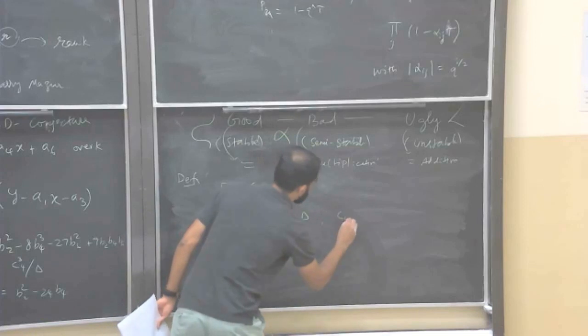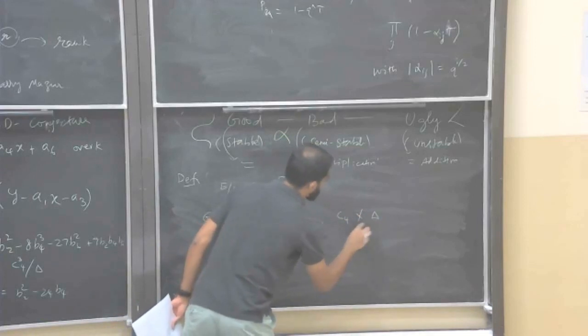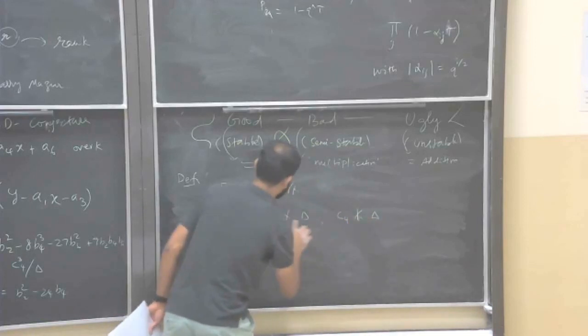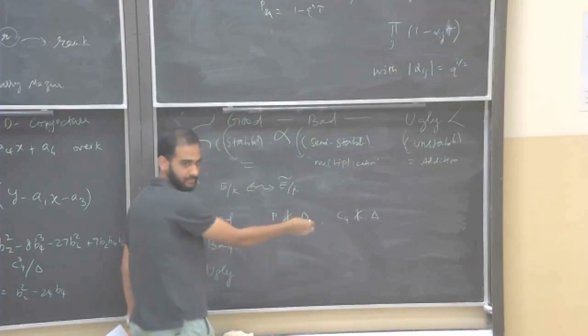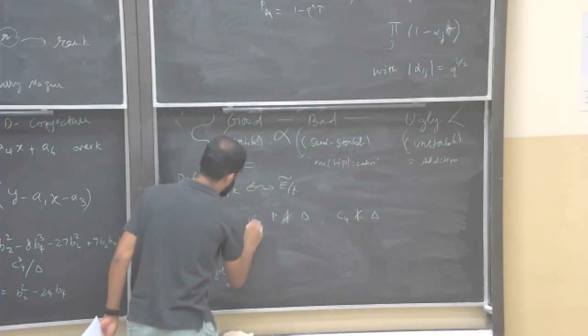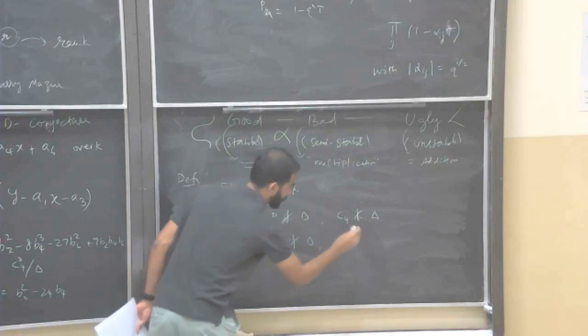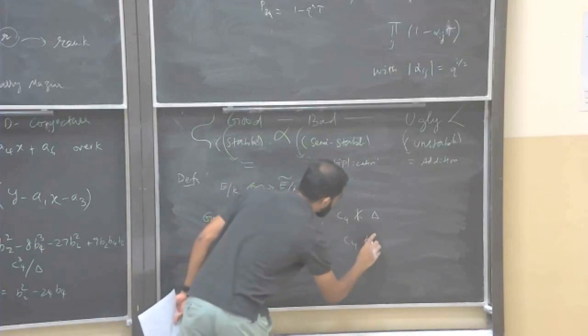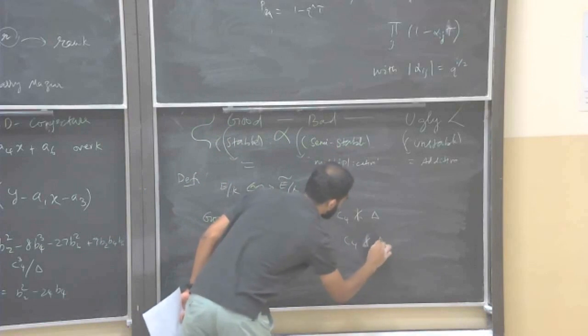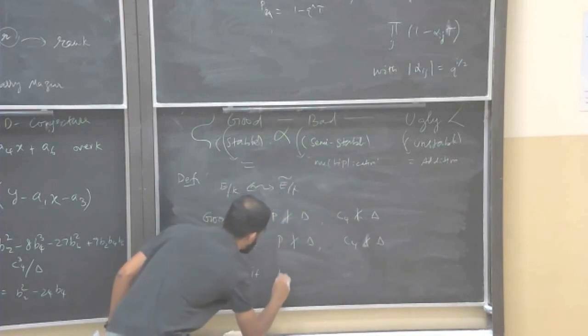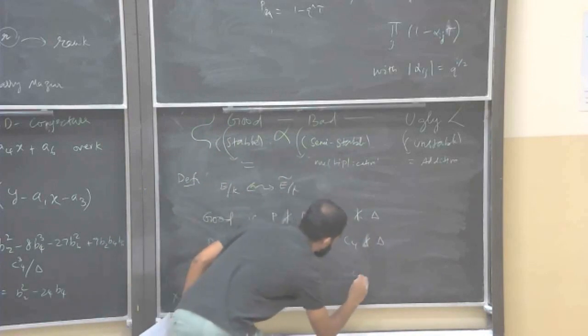And the c4 term is also important. It's bad if p divides the discriminant but c4 doesn't divide it. And it's ugly if p still divides, and c4 divides as well. Again, both of them divide.